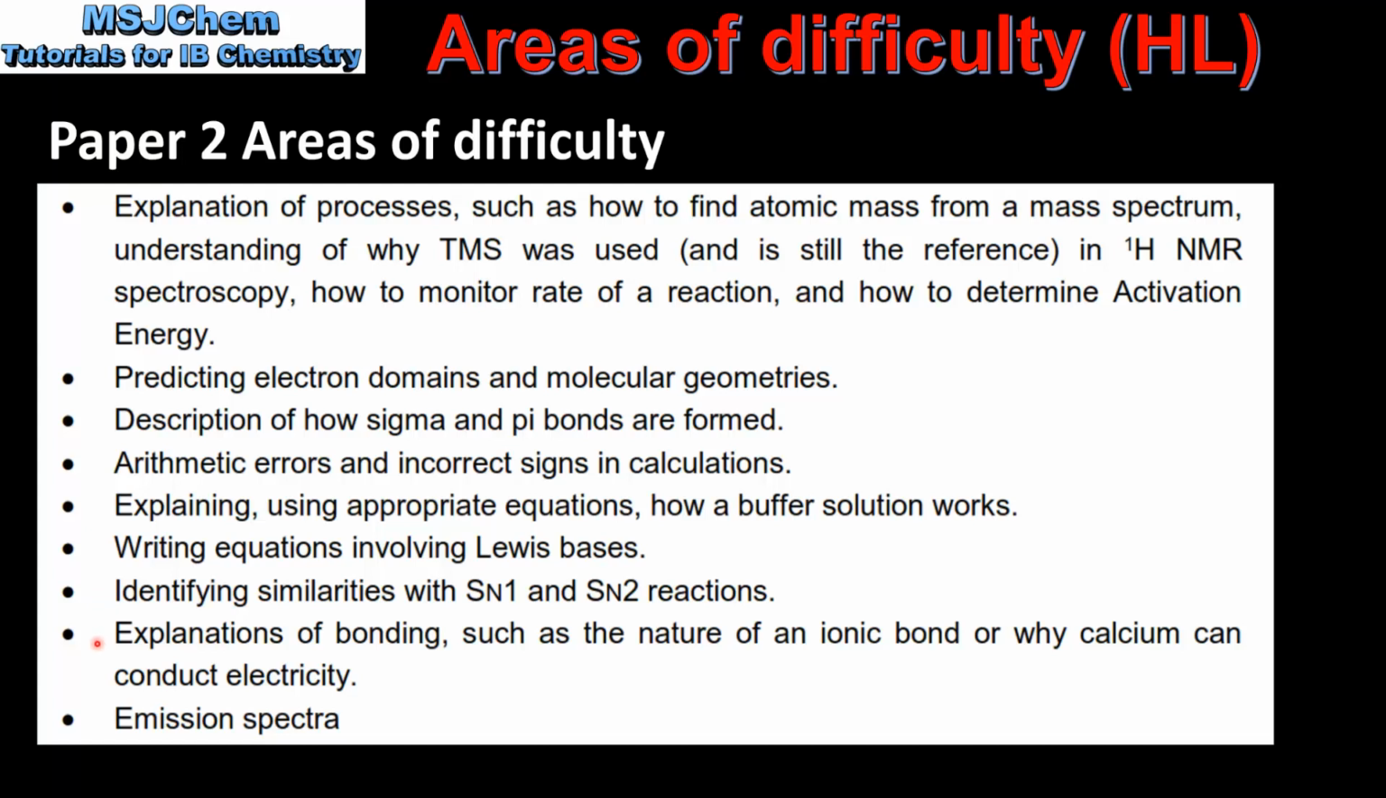Next, we have explanations of bonding, such as the nature of an ionic bond or why calcium can conduct electricity. So an ionic bond is the electrostatic attraction between oppositely charged ions. Metals can conduct electricity because they have free-moving, delocalized electrons. And finally, we have emission spectra. Emission spectra are formed when electrons transition from higher to lower energy levels.